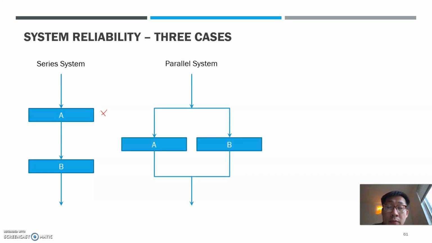But that is not the case with a parallel system. This is a kind of safety device, right? This is a redundant system design. Even if A fails, as long as B still functions, the entire system can still function fine. Of course, it's the same with A: if B fails, as long as A survives. So here we are interested in what is the chance of at least one functioning. Okay, here our question is, what is the chance that both are functioning, and things like that.